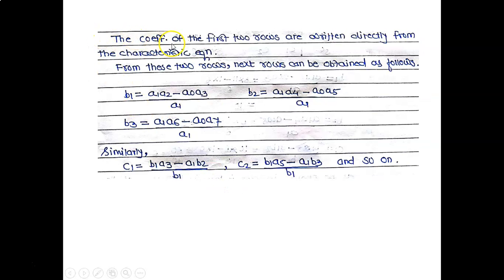Therefore, the coefficients of the first two rows are written directly from the characteristic equation. From these two rows, the next rows can be obtained as follows. Now b1 is equal to what? b1 is equal to a1 a2 minus a0 a3 divided by a1. b2 is equal to a1 a4 minus a0 a5 divided by a1. b3 is equal to a1 a6 minus a0 a7 divided by a1. Similarly, c1 is equal to b1 a3 minus a1 b2 divided by b1. c2 is equal to b1 a5 minus a1 b3 divided by b1, and so on.